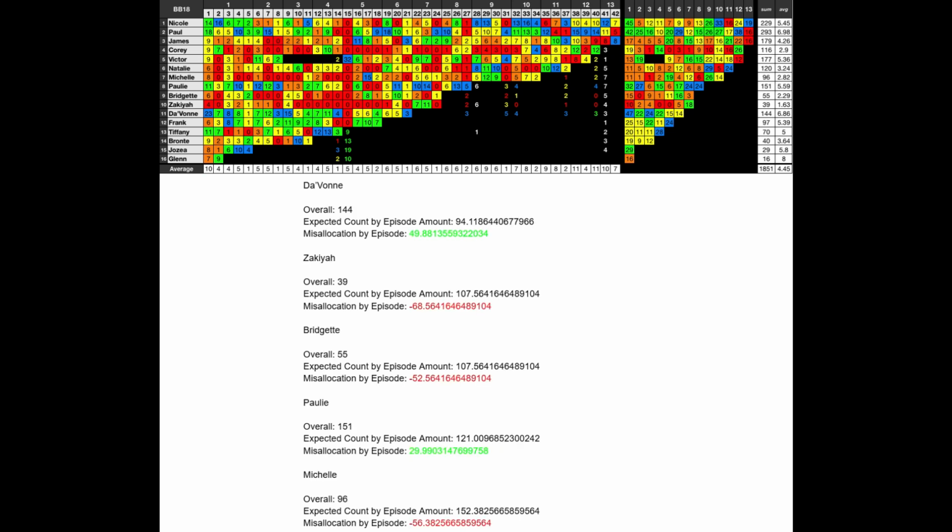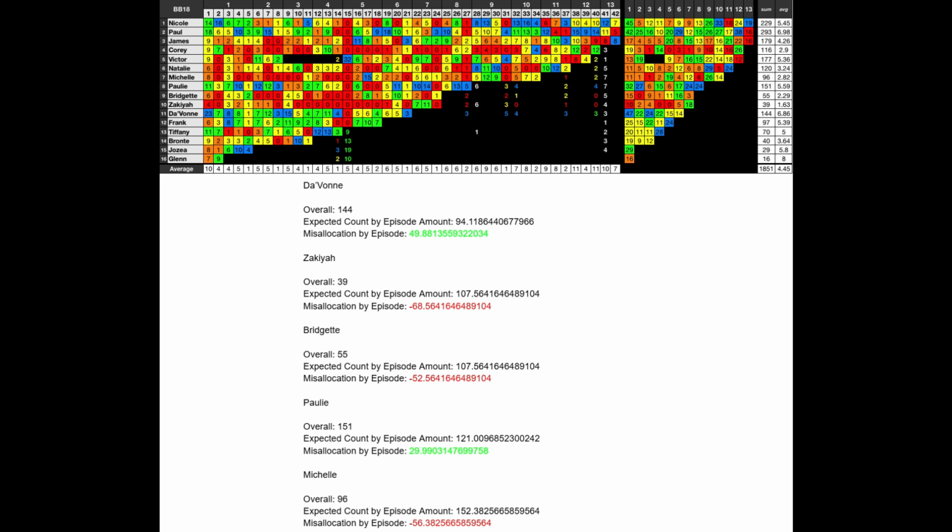So Devon got 144 diary rooms, and her expected count by episode amount is 94.11. This causes a huge misallocation of 49.881, and this really isn't shocking because they clearly saw her as one of the diary room queens of the franchise, and she's also a vet. This means that she got a third more, or 34% more, diary rooms than she should have gotten based off of this.